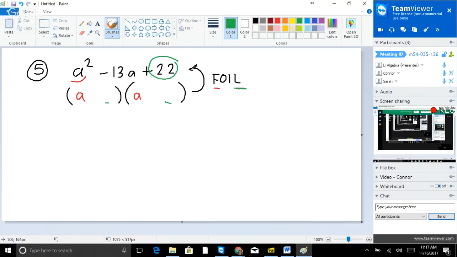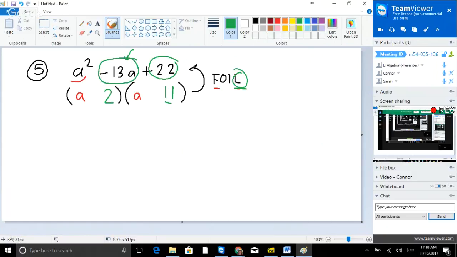When I decide between using 1 times 22 or 2 times 11 or the negatives of those, then I go to my middle term and say, well, what combination, 1 and 22 or 2 and 11, gives me 13? So if I put a 2 here and an 11 here, and I multiply 2 times 11, I get 22. So that takes care of my last term. But now I have to figure out, how do I get a negative 13a in the middle?